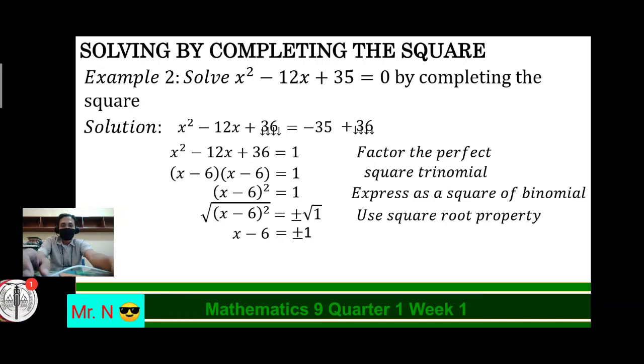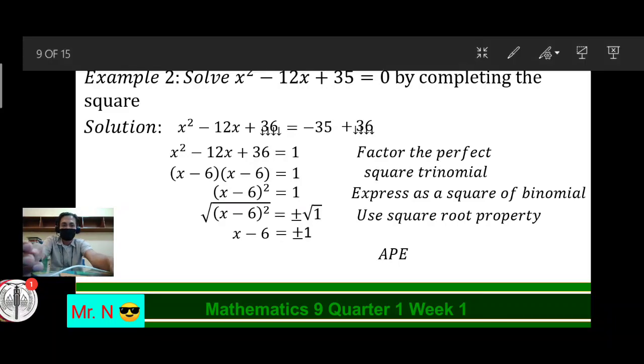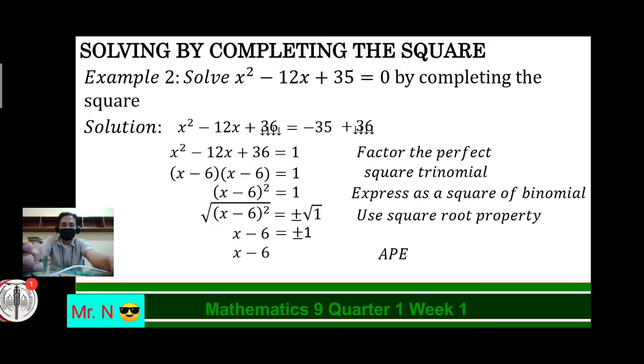Okay? So, now, by addition property of equality, we're going to remove negative 6 on the left. Para mapunta siya sa right side, we're going to add opposite of negative 6, which is positive 6, no? Both sides of the equation. So, we have 6 plus x minus 6 equals to positive or negative 1 plus 6 by addition property of equality. And now let's simplify. 6 minus 6 is 0, so meaning to say x will be left, no?